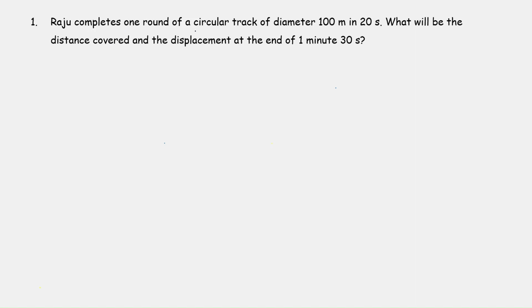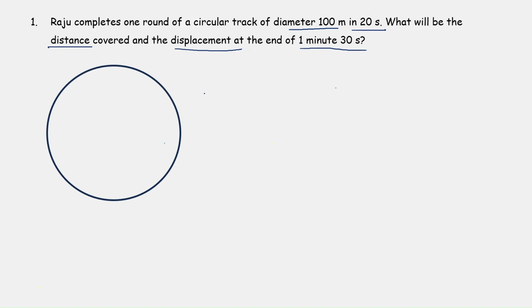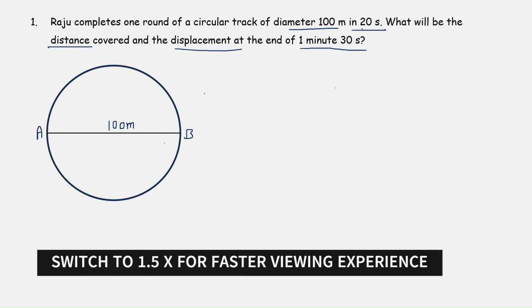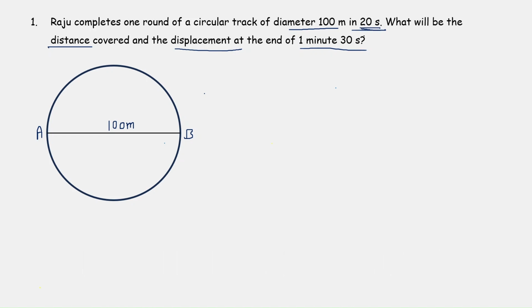Raju completes one round of a circular track of diameter 100 meters in 20 seconds. What will be the distance covered and the displacement at the end of 1 minute 30 seconds? So now we will consider a circular track which is having the diameter of 100 meters from A to B, which is 100 meters. That is the diameter they have given. And he is able to complete one round within 20 seconds. Okay, so they're asking 1 minute 30 seconds, how much distance he will cover.